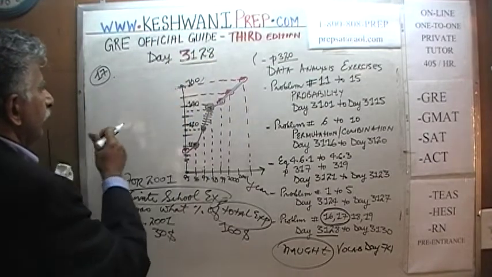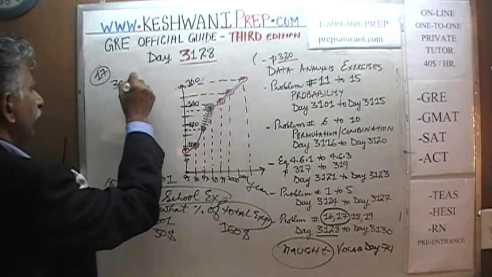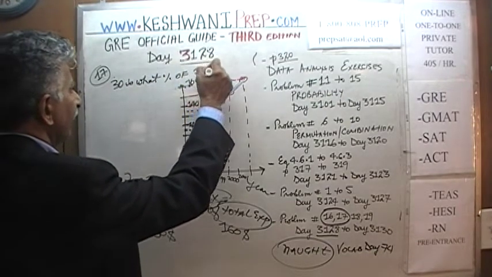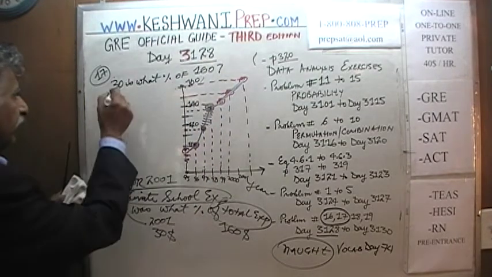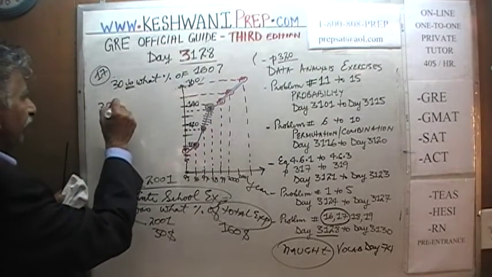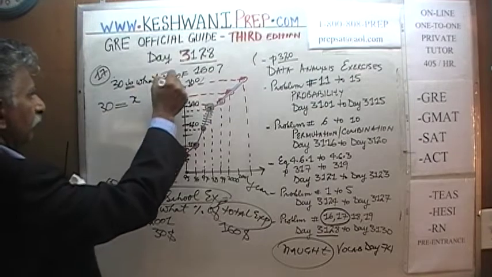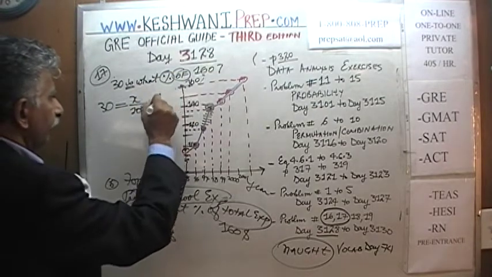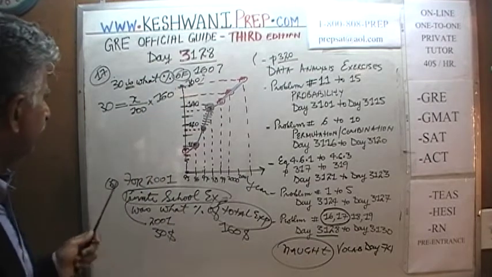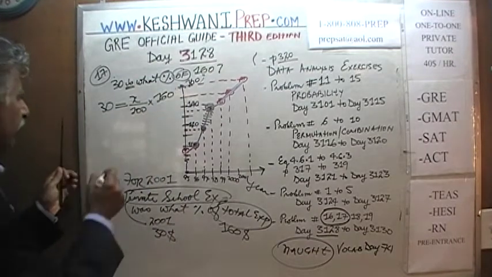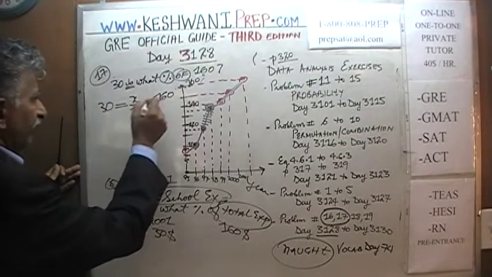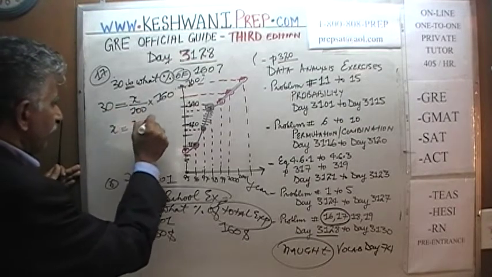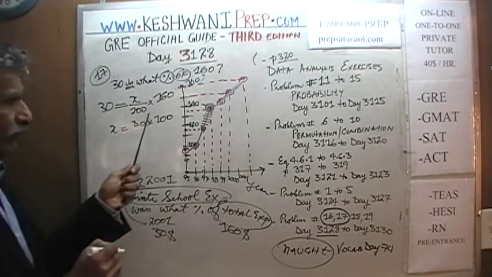It says, 30 is what percent of 160? That's the question, so let's do it here. "Is" means equal. What is our unknown? "Percent" means over 100. "Of" means times 160. Let's isolate the x: multiply both sides by 100, so we end up with 160x equals 30 times 100, and then divide both sides by 160.